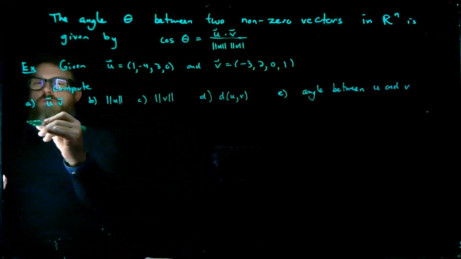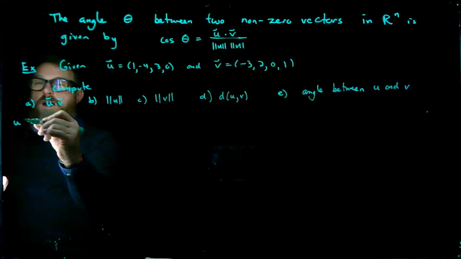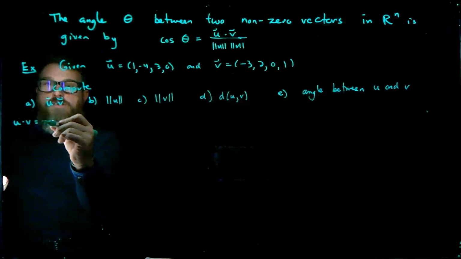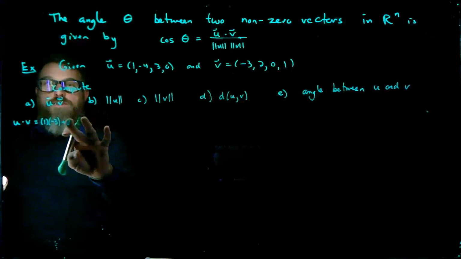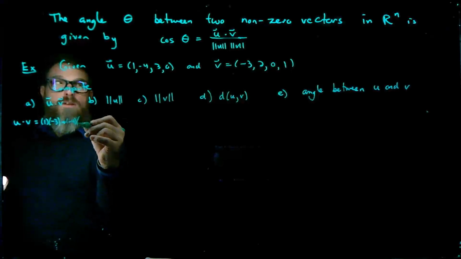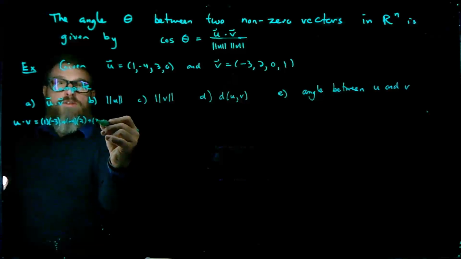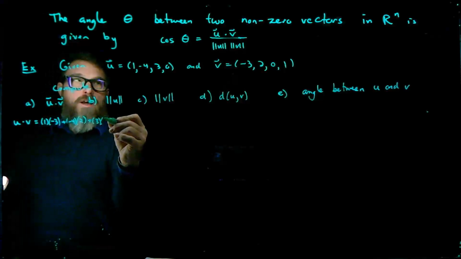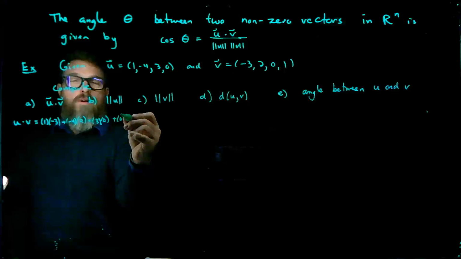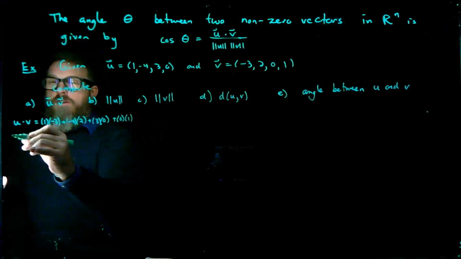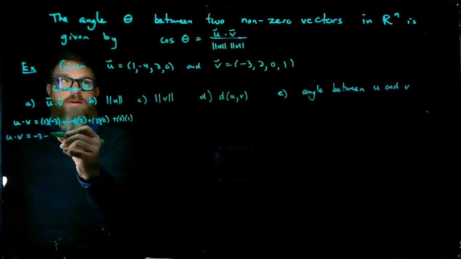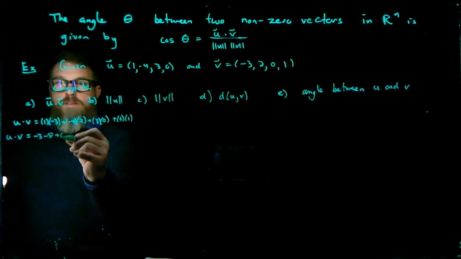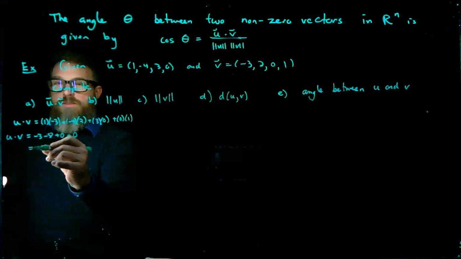I can compute u dot v. Well, u dot v is going to be equal to 1 times minus 3 plus minus 4 times 2 plus 3 times 0 plus 0 times 1. So u dot v is going to be minus 3 minus 8 plus 0 plus 0. So this gives us negative 11.